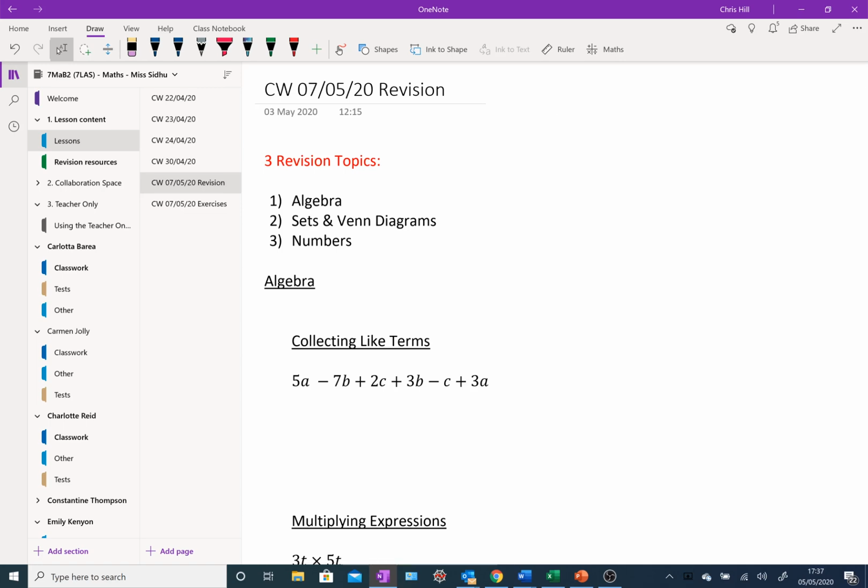Hello Year 7. Today we're going to do a revision lesson. We're going to be revising 3 topics: algebra, sets and Venn diagrams, and numbers.